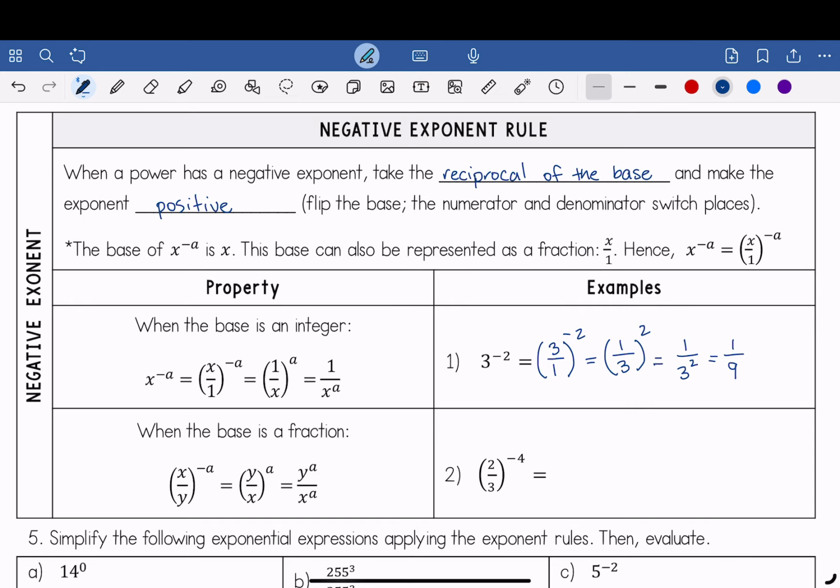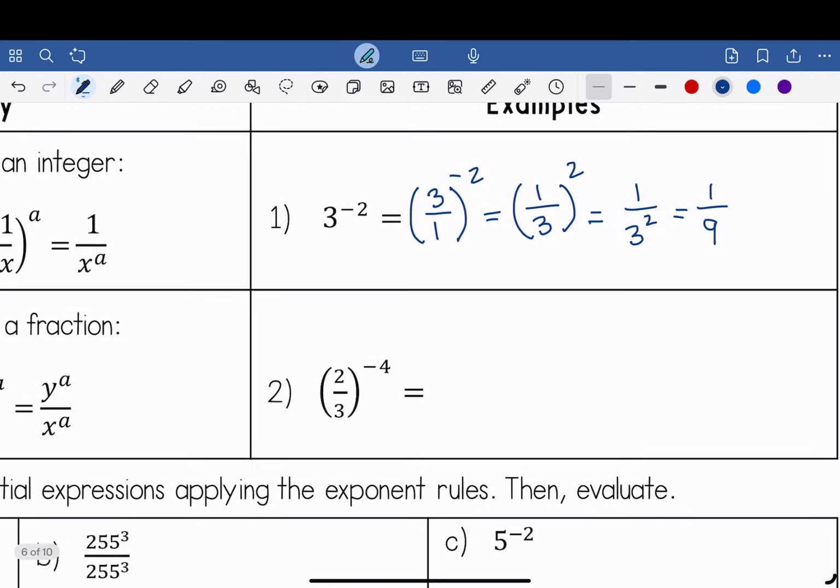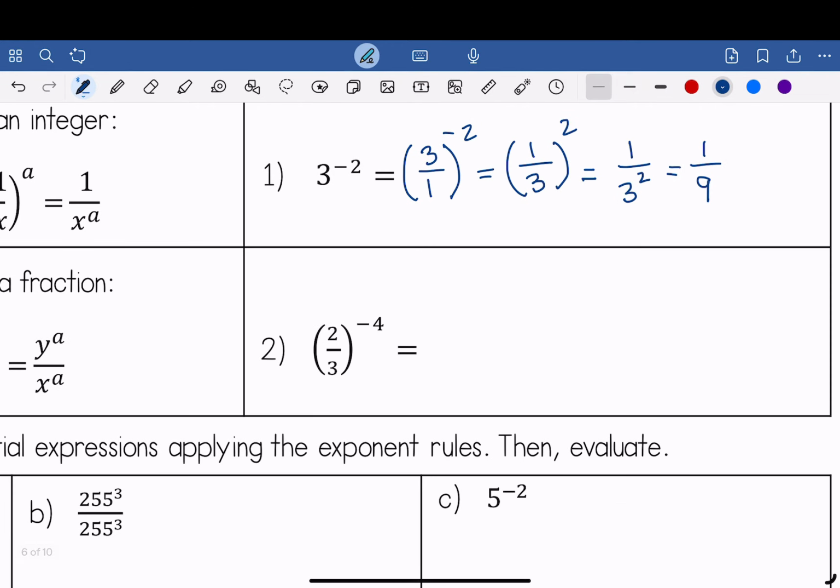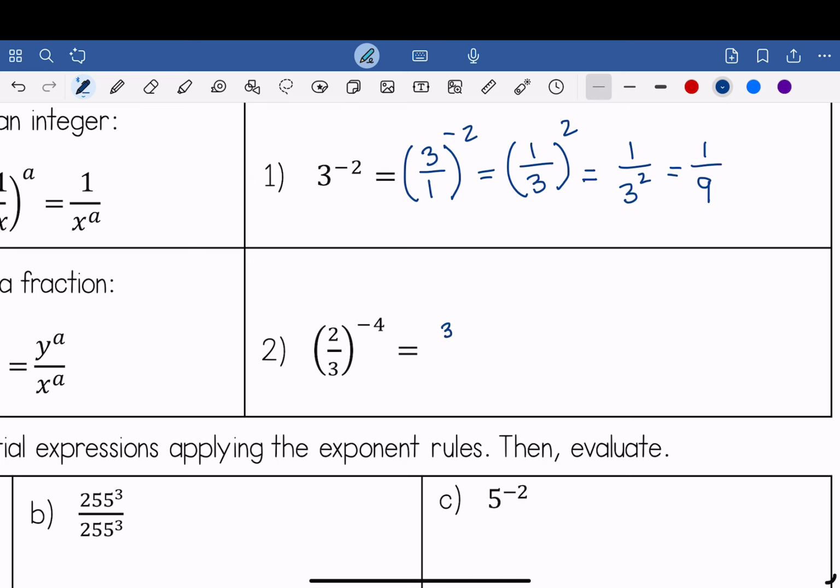Let's look at example 2. I'm going to zoom in a bit. So we have 2 over 3. I'm going to flip it. So it's now 3 over 2 to the power of positive 4. And now I'm going to distribute the 4 to the 3 and the 2, following the power of a quotient rule. So it is 3 to the power of 4 divided by 2 to the power of 4. And if the question asks you to evaluate, then it would be 81 over 16.